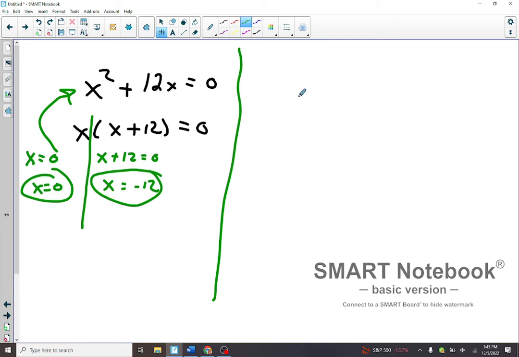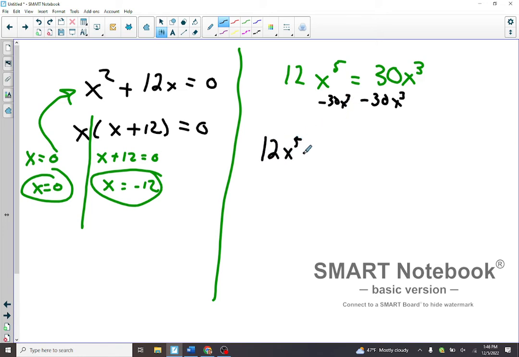Okay. Let's do another one. 12x to the fifth equals 30x to the third minus 30. To start off, you do need to set it equal to 0. So I'm going to subtract 30x to the third from both sides. I chose the 30x because it's x to the third, so I figure it's the smaller of the two. So 12x to the fifth minus 30x to the third equals 0.